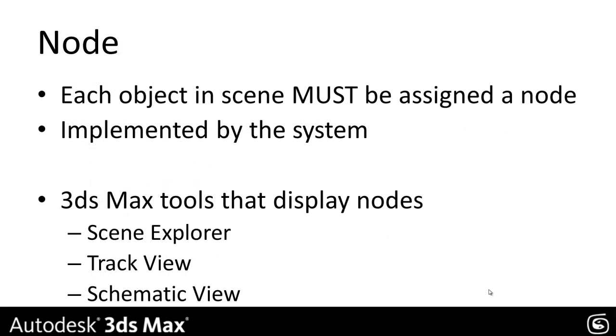So a node is the wrapper. Every object in the scene must be assigned a node. Again, the node is something implemented by the system. 3ds Max tools can display nodes, such as the Scene Explorer, the Track View, and the Schematic View, and of course the editor itself.